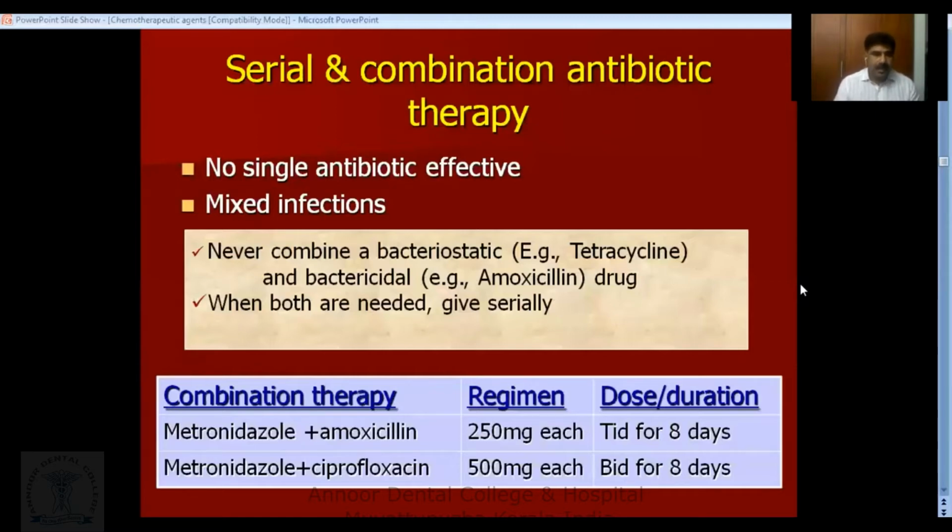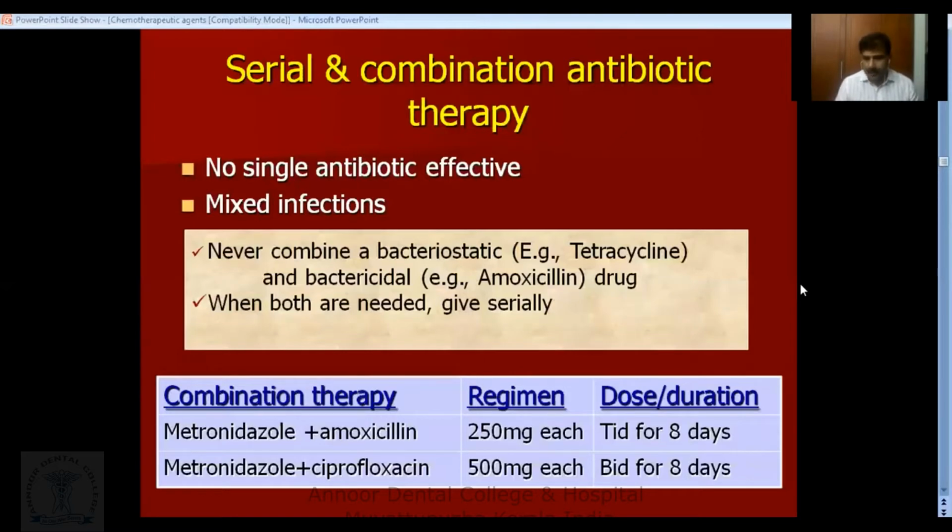That is known as serial antibiotic therapy. The principle is you should never combine a bacteriostatic with a bactericidal drug. Now, what is a combination antibiotic therapy? If it is not a bacteriostatic and bactericidal, probably you can combine. There are umpteen studies which show that a combination of metronidazole and amoxicillin is very effective in the management of periodontal disease. Also, you can give a combination of metronidazole and ciprofloxacin. It addresses all the different bacterial spectra which can result in periodontal disease.